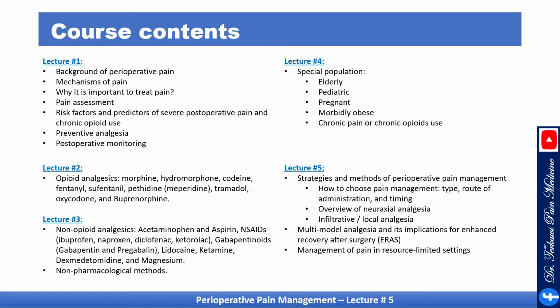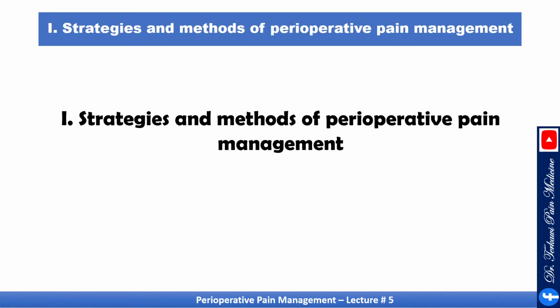In the last four lectures, first we started to learn about the mechanism of pain, how we assess pain, and why it's important to treat pain. Then we learned about opioids, then we learned about non-opioid analgesics. In the fourth lecture, we learned about special populations, and in this lecture, we'll learn about how we're going to put things together to build a multimodal analgesia. So let's get started.